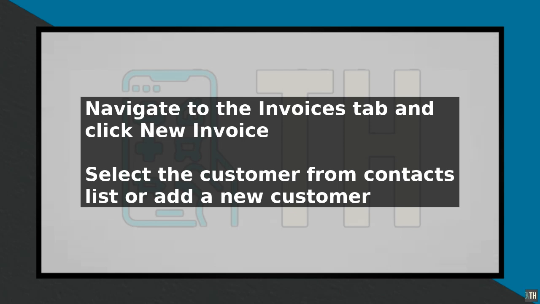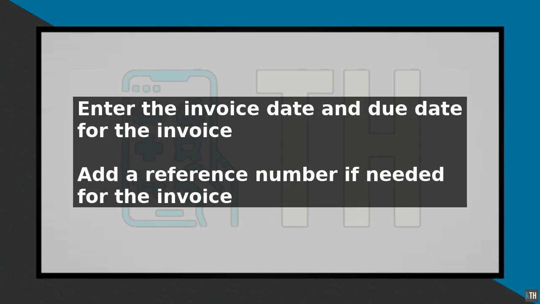Next, enter the invoice date and due date. The invoice date is the date you are issuing the invoice, and the due date is the date by which the customer needs to pay the invoice. You can also add a reference number if needed.